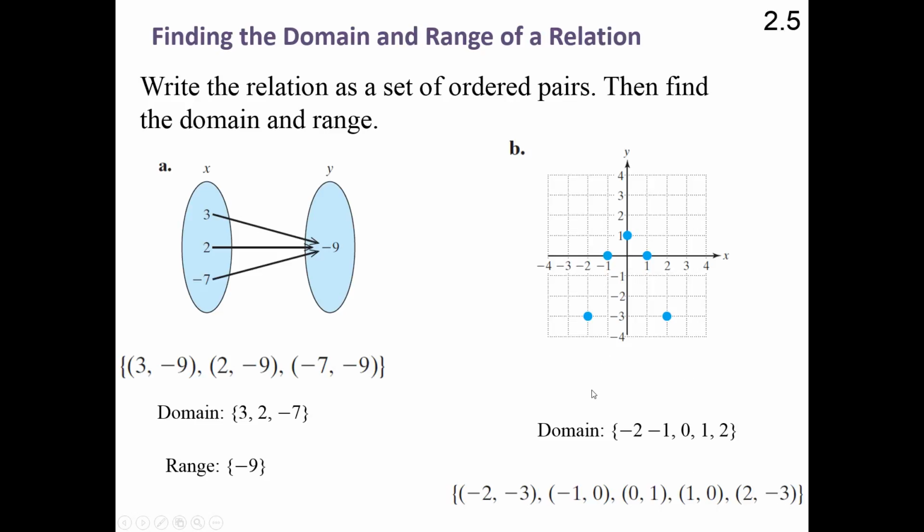The range is the set of y coordinates, and the y coordinates you can see are -3, 0, 1, then 0 and -3. But since 0 is already in the set, we don't need to write it a second time. And since 1 is already in the set, it doesn't get written a second time, and so on. So this set is the range.